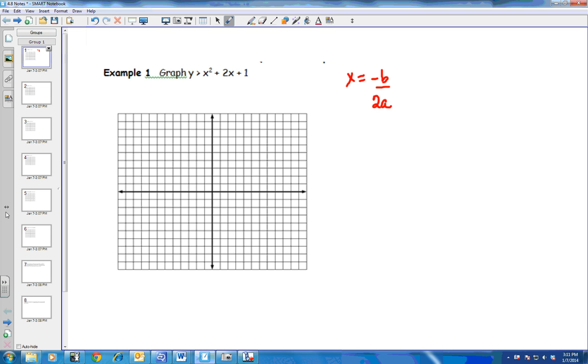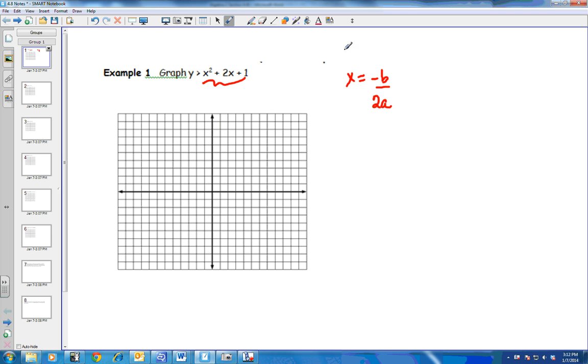Okay, this is section 4.8, and this whole section is about solving quadratic inequalities. So basically, we're going to graph our equation, x squared plus 2x plus 1, and we're going to do that by using our calculator. And then since it's an inequality, we have to shade either above or below the graph.